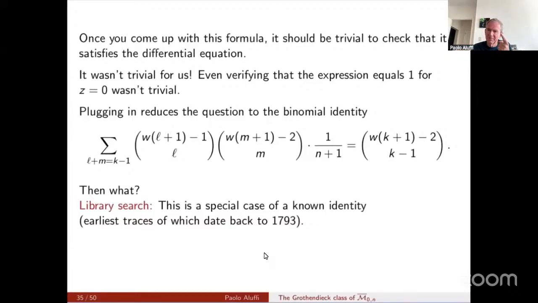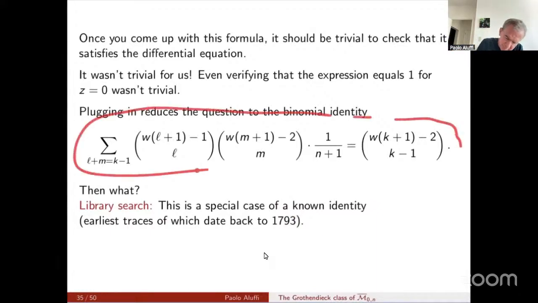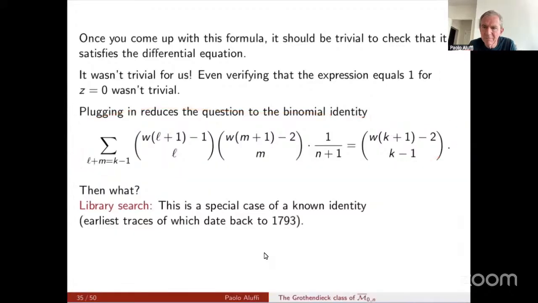I did until I found the identity. And in fact, it turns out to be a rather well-known identity, and I could trace it back to 1793 now. So I don't think that people were worrying about Grothendieck classes back in 1793, but somehow this was in some form up there.